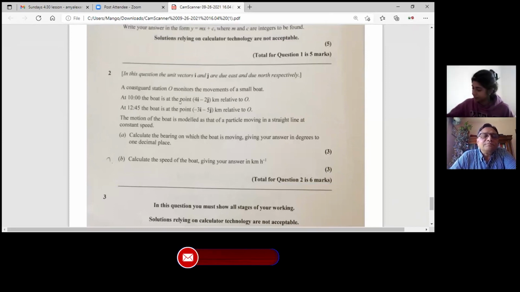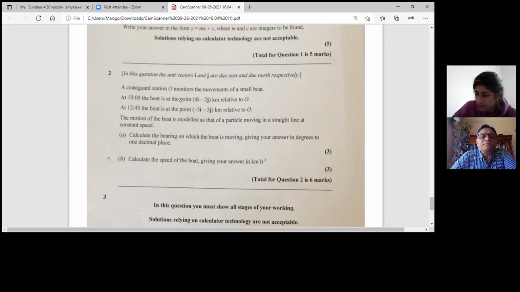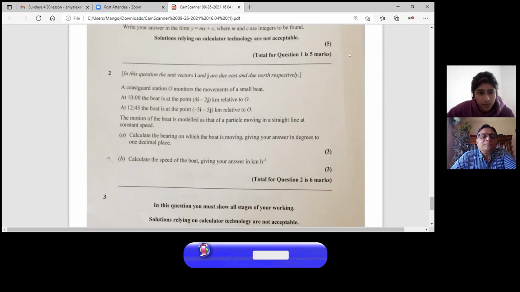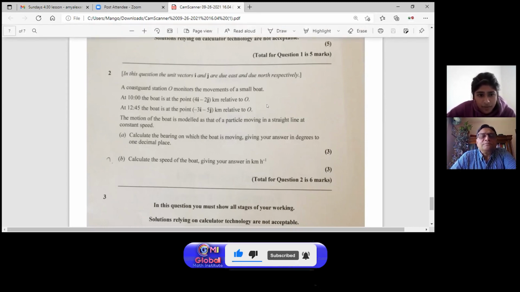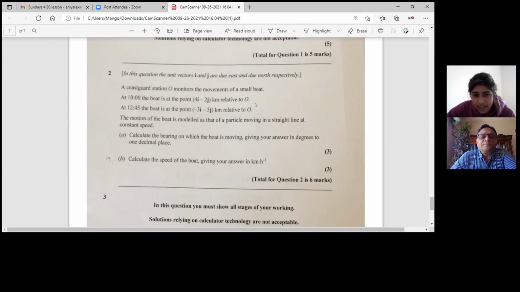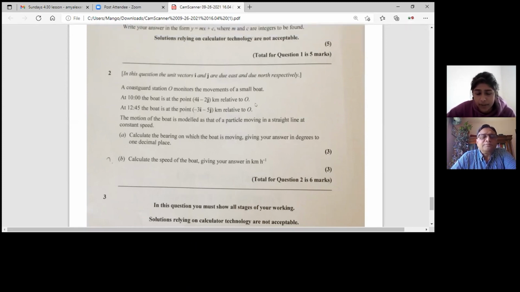A Coast Guard station monitors the movement of a small boat. At 10 o'clock, the boat is at point 4i minus 2j kilometers relative to O. At 12:45, the boat is at point minus 3i minus 5j kilometers relative to O. The motion of the boat is modeled as that of a particle moving in a straight line at a constant speed. Part A, calculate the bearing on which the boat is moving, giving your answer in degrees to 1 decimal place. And bearing means from the north, correct?